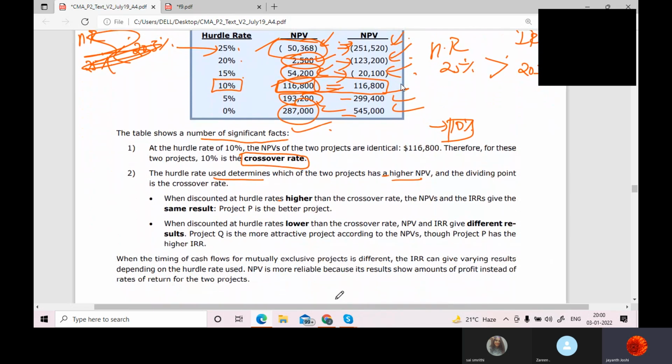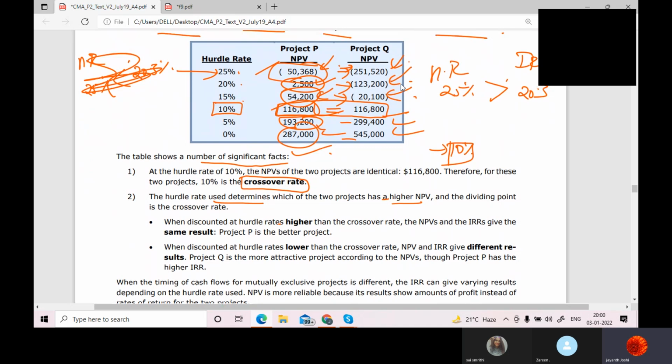When discounted at hurdle rates higher than the crossover rate, you can see here which project is better in both the projects: project P. Why? Because whenever I am discounting at 15% or 20%, I am getting positive NPVs. Please tell me, yes or no.